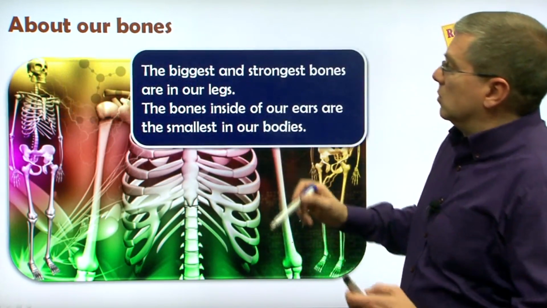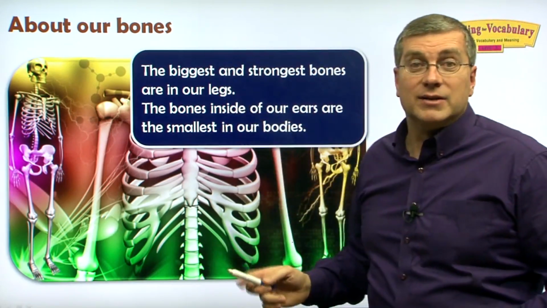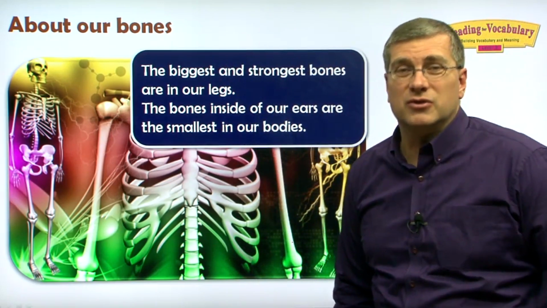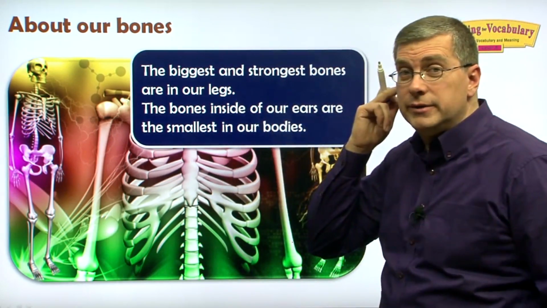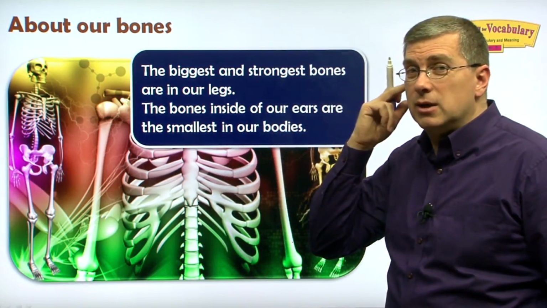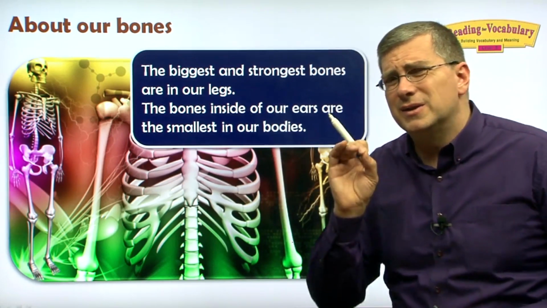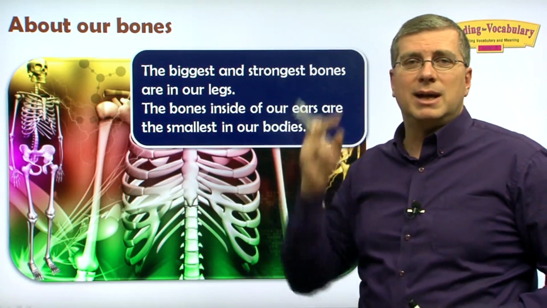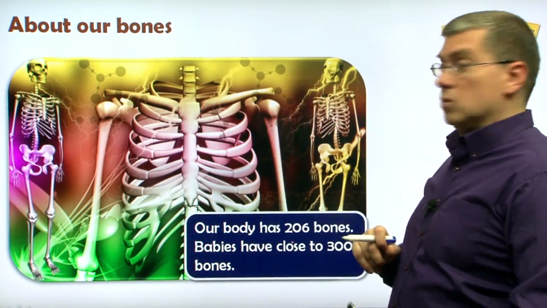Next one. Whoa, that's cool. The biggest and strongest bones are in our legs. Yes, that's what we talked about. The biggest and strongest bones are in our legs. The bones inside of our ears are the smallest in our bodies. So if you want to know where the smallest bone in your body is, it's in your ear.